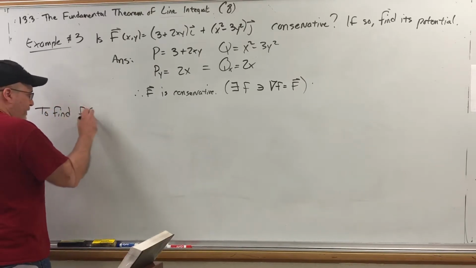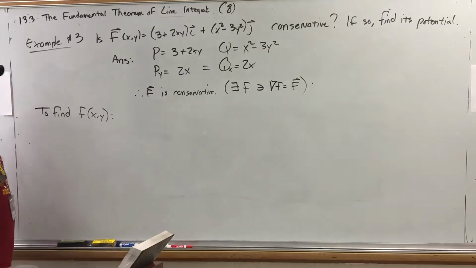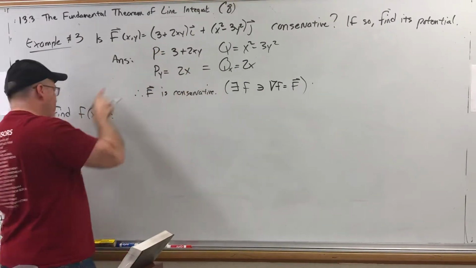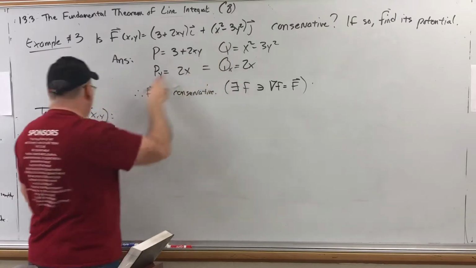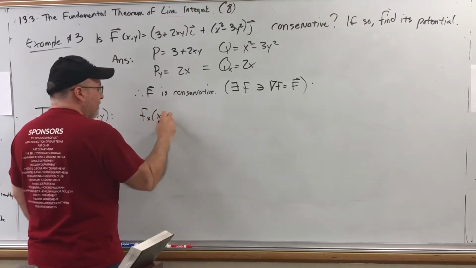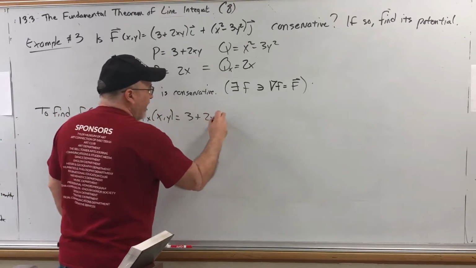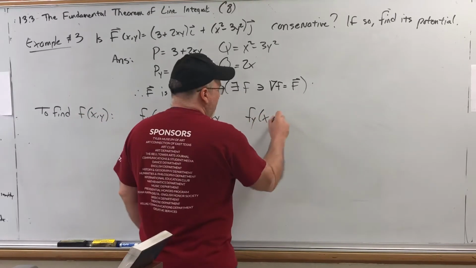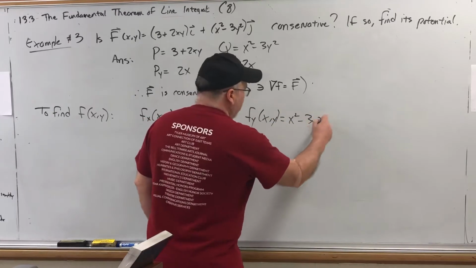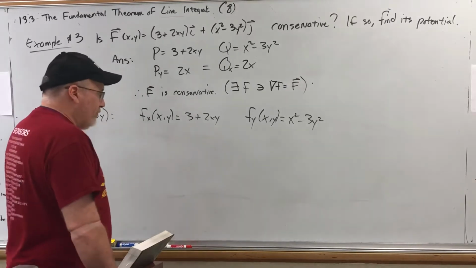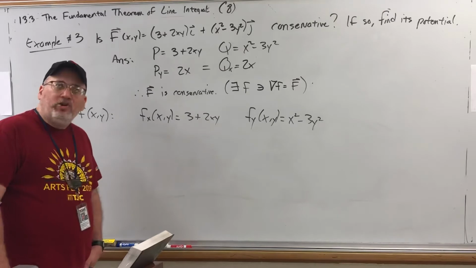To find f of x, y, we just have to now take advantage of the fact that P is the partial of f with respect to x, and Q is the partial of f with respect to y. So we know that the partial of f with respect to x was 3 plus 2xy, and we know that the partial of f with respect to y was x squared minus 3y squared, because it was a conservative vector field. It was the gradient of something. So how do we recover the function? We just do some integration cautiously.